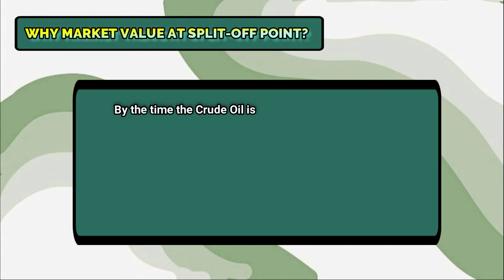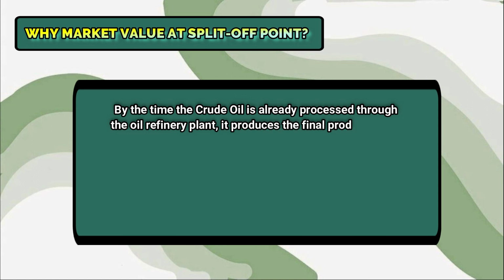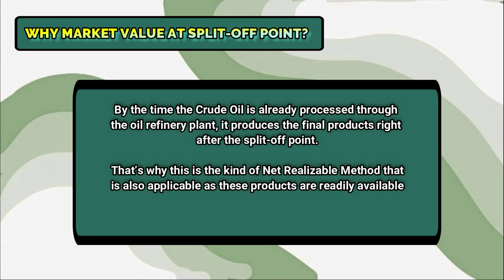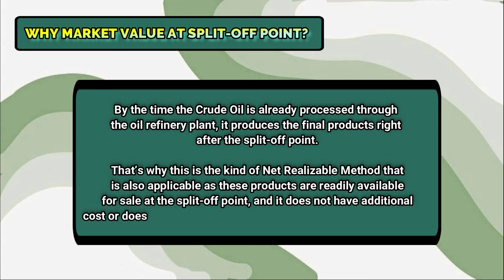By the time the crude oil is already processed through the oil refinery plant, it produces the final products right after the split-off point. That's why this is the kind of net realizable method that is also applicable, as these products are readily available for sale at the split-off point, and it does not have additional cost or does not require further processing to become marketable.